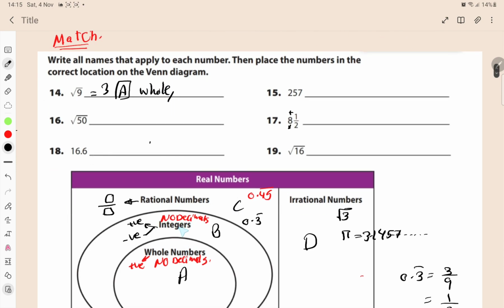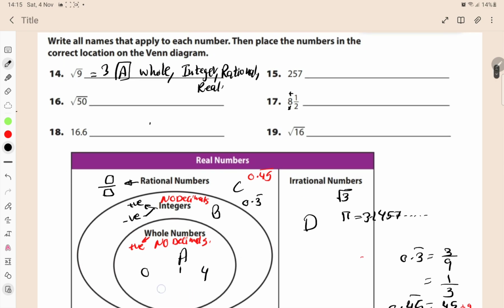Any whole number is considered also an integer, because integer is the bigger family. Any integer is also considered rational, because rational is the bigger family. Any rational number is also a real number. So 3, 0, 1, 4, 5, whatever it is, 257, like the next question, it's also a whole number, and any whole number is an integer, any integer is rational, and any rational is also real.